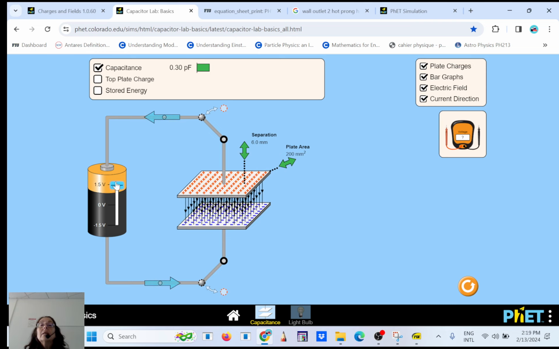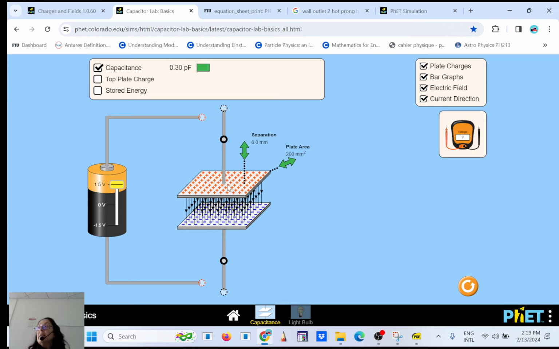Yes, so you are increasing the charge. So here it will be Q, here equals minus Q. I can disconnect it, and you see it will stay charged.